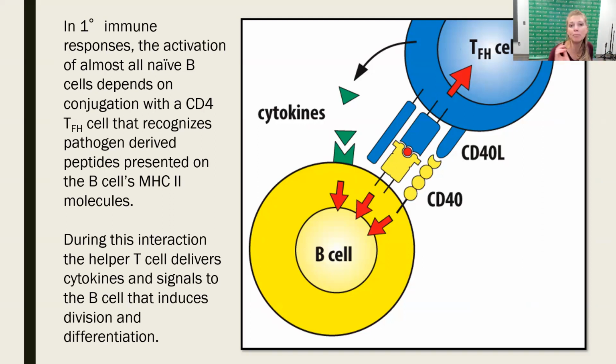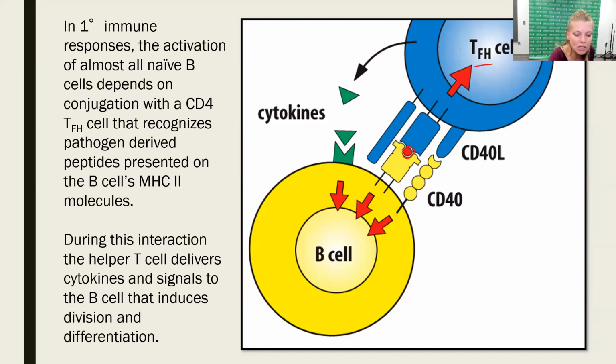Again, we're looking at a primary immune response, or the first time that somebody is exposed to a certain pathogen. And the activation of almost all, just take that, there's always exceptions, but almost all naive B cells is absolutely dependent on a T follicular helper cell. A B cell without its T follicular helper cell isn't going to do much.